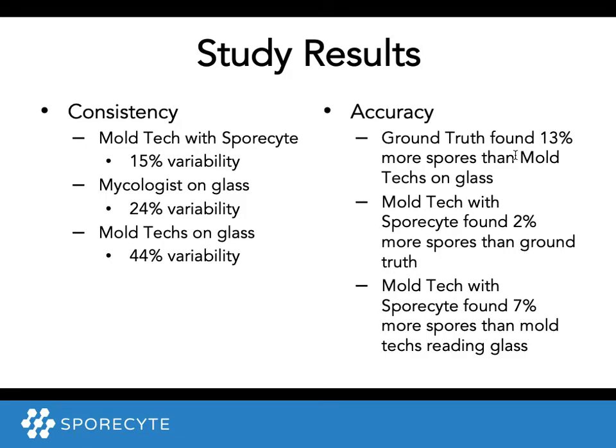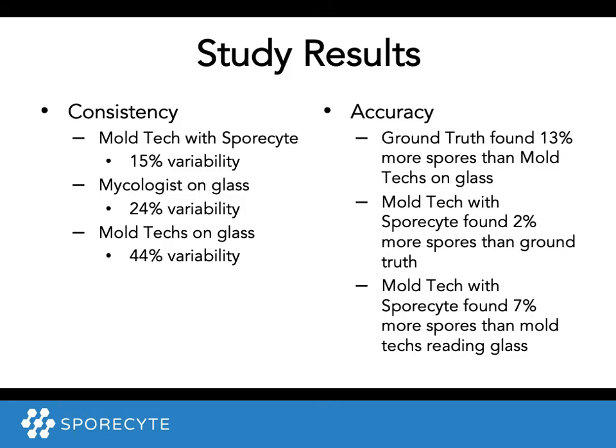Here you can see that at the end of the day, a mold tech with Sporecyte found 2% more spores than the ground truth. And so it's very, very consistent with what you would see in terms of an accuracy result on glass. But you're going to just get those results more consistently.